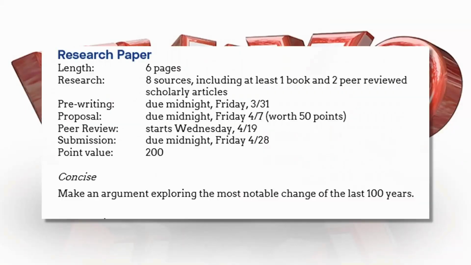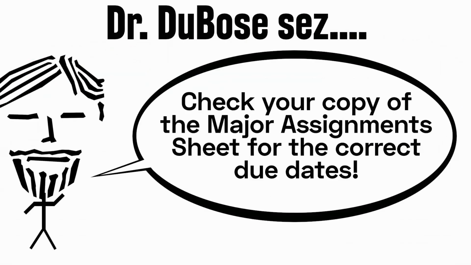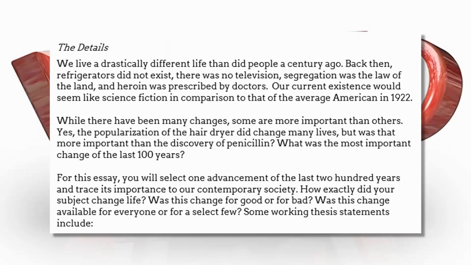That is the subject of your research essay. It will be a longer essay, 6 pages minimum. It will be a more research-intensive essay, 8 sources, including at least 1 book and 2 peer-reviewed articles. The concise version of the assignment is make an argument exploring the most notable change of the last 100 years. Standard warning, check your own copy of the major assignment sheet to make sure you have the correct due dates.